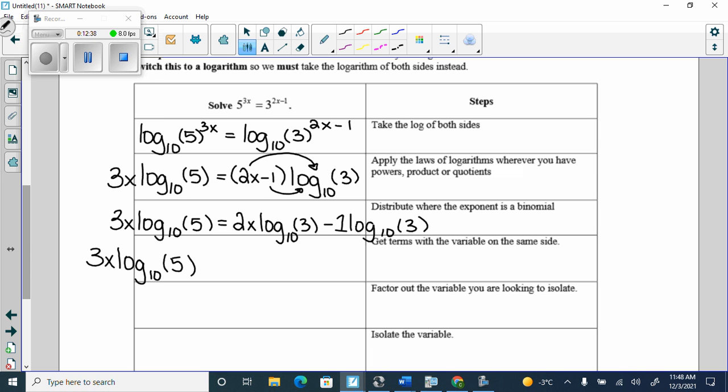What am I going to do now, though? This 2x log base 10 has an x, doesn't it? So how am I going to move it? Let's subtract it. Subtract 2x log base 10 of 3. And then what about this negative log base 10 of 3? Does it have an x? No, so it's going to stay over here. Negative 1 log base 10 of 3.